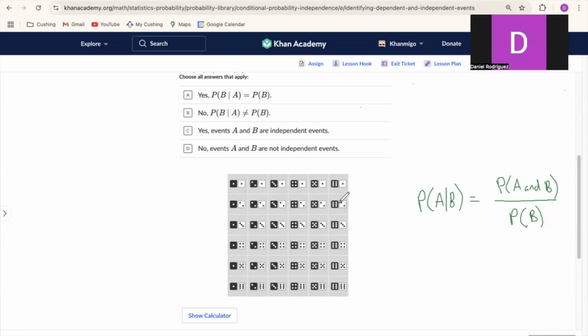Well, if I roll a 6 first, I need a 2. If I roll a 5 first, I need a 3. If I roll a 4 first, I need a 4. If I roll a 3 first, I need a 5. If I roll a 2 first, I need a 6. If I roll a 1 first, I can't get an 8. So the probability of getting an 8 is 1, 2, 3, 4, 5 out of 36. So it's 5 out of 36.